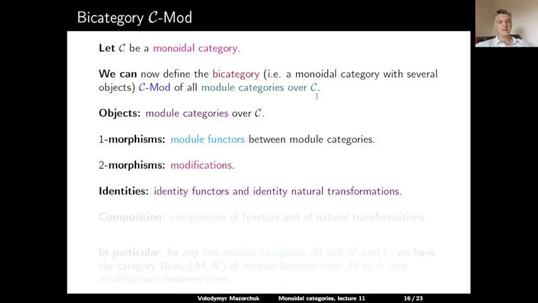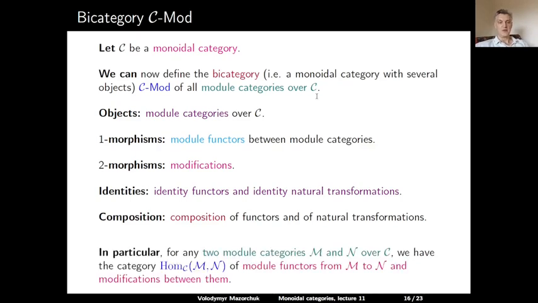The identities are the identity functors and the identity natural transformations, and the composition is given by the composition of functors and the composition of natural transformations. In particular, for any two module categories M and N over C, we have the category Hom CMN of all module functors from M to N, where the morphisms are modifications between module functors.